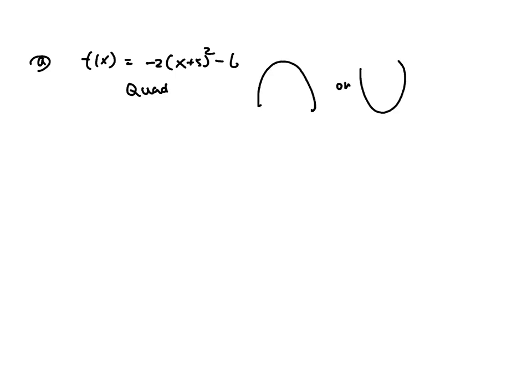Number 2 says, are these functions one-to-one? And they give you a big hint here: you should know whether the parent functions are one-to-one or not. If you look at part A, f of x is negative 2x plus 5, quantity squared, minus 6. This is a quadratic function. Quadratic means it's either opening down or opening up, so this is definitely not one-to-one, because it fails the horizontal line test.